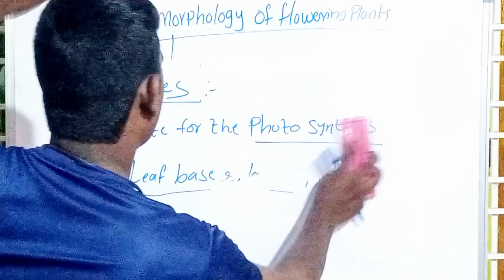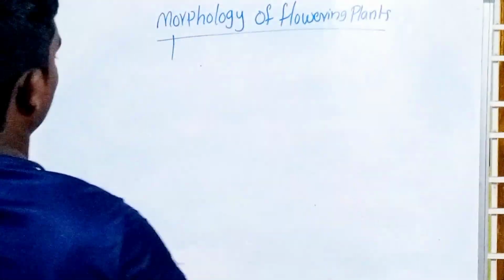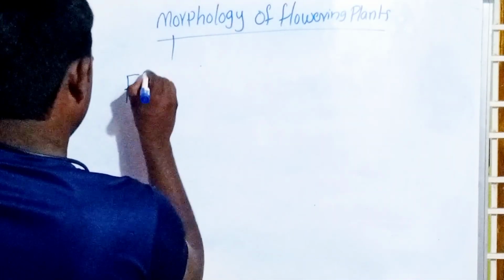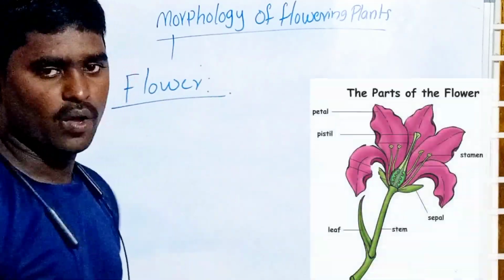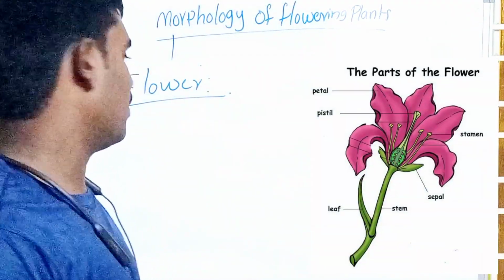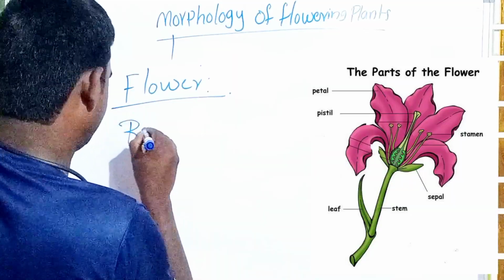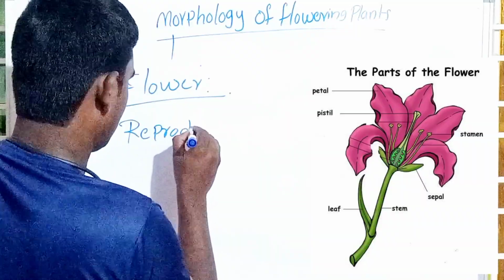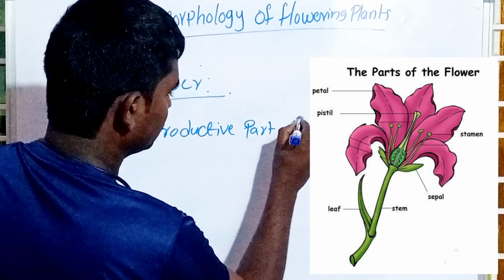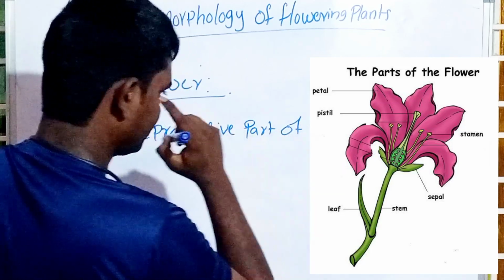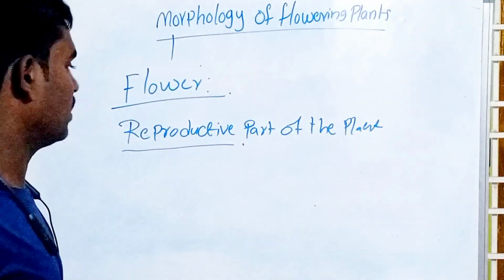Okay, and the next one is flower. Flower is a reproductive part of the plant.